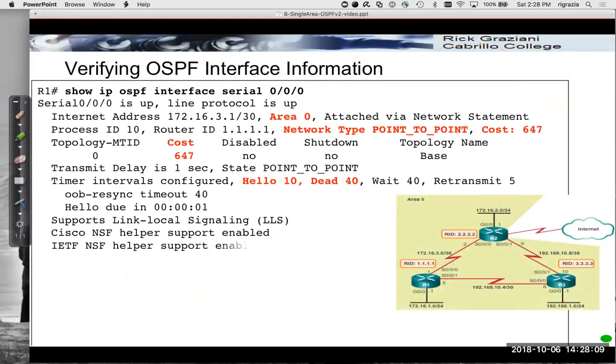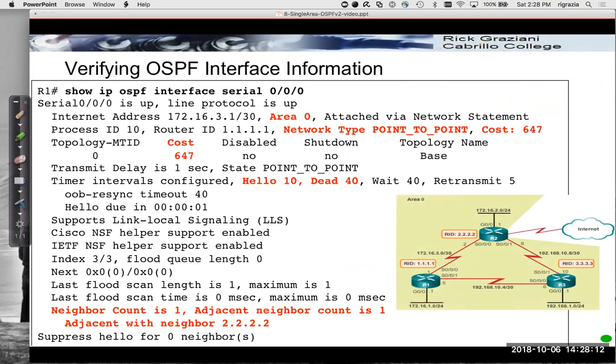Okay, verify OSPF interface information. This gives us all kinds of good information, including the area and the router ID. There's our network type, point-to-point. That must be the same as our adjacent neighbor, which is R2 in this case. There's our cost on that interface, which is 647 for that specific interface. Hello and dead times, 10 and 40, respectively. Those must match with our neighbor R2. There's other information there, neighbor count, adjacent neighbor count, which is only 1, and our adjacent neighbor is 2.2.2.2.